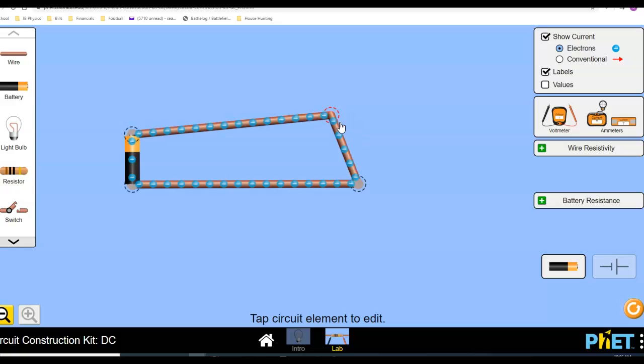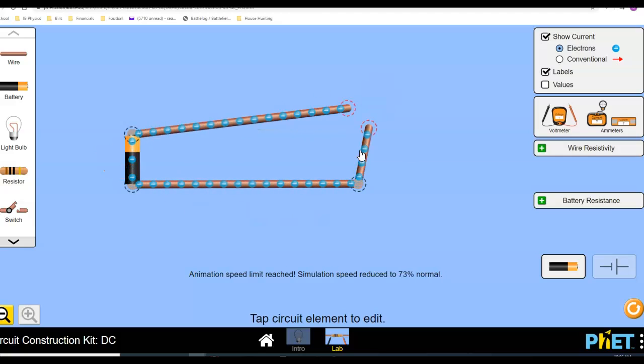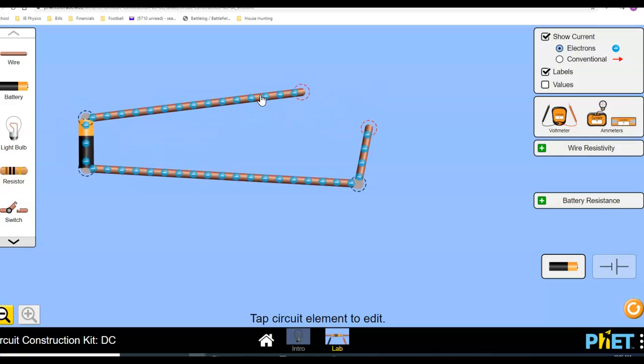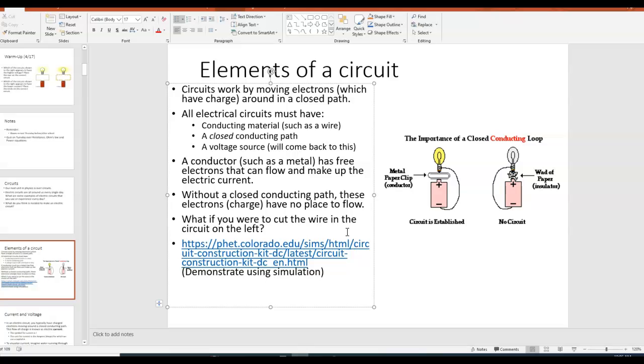But do notice that when I do have a closed conducting path, something happens. Even if it's not good, something happens. And so this is a closed conducting path. Now the final element, besides having a conductor, which these wires are made of conducting materials, and a closed conducting path, which we just saw, you have to have some type of voltage source. And we'll come back to what that means here in just a second.